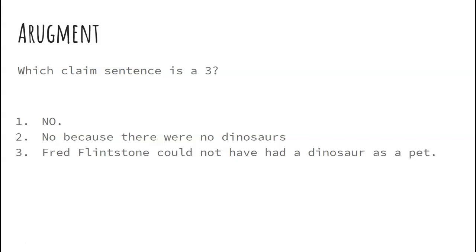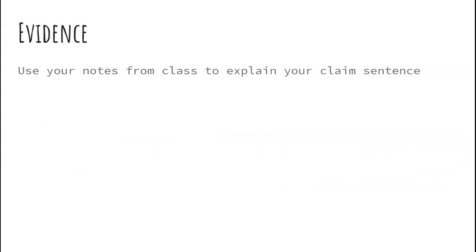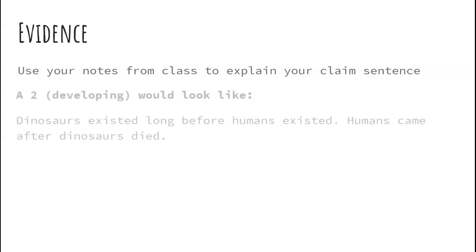Someone might write no because there were no dinosaurs. Okay, that seems a little longer of a sentence. And then someone might say Fred Flintstone could not have had a dinosaur as a pet. Which one do you think is the one that scores a 3? Great. That's a full sentence, and I turn the question around by stating Fred Flintstone could not have had Dino as a pet. So where's my evidence? I will go back to my notes from class to try to back up my claim sentence.